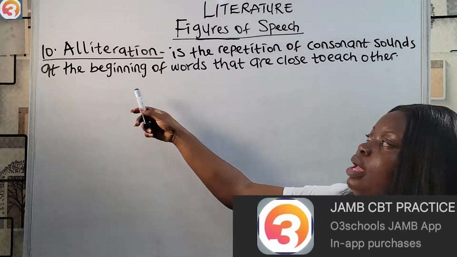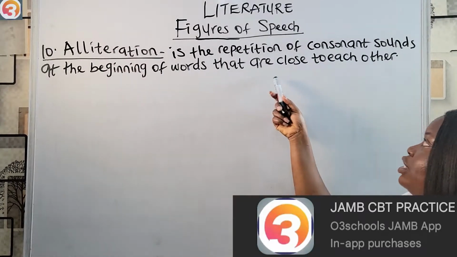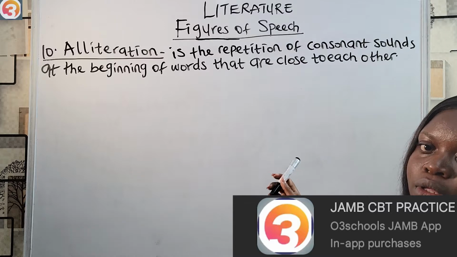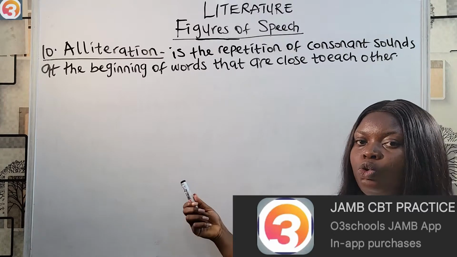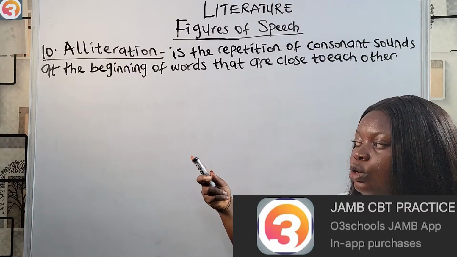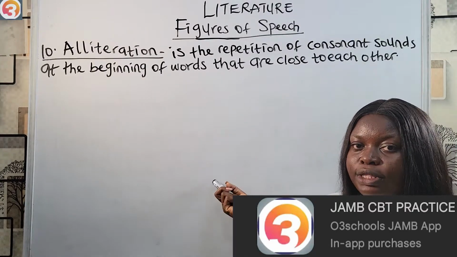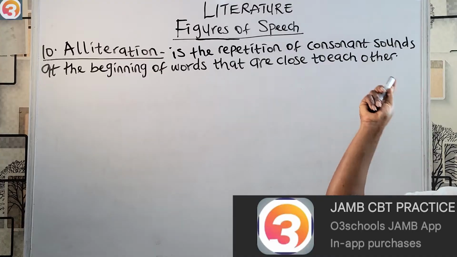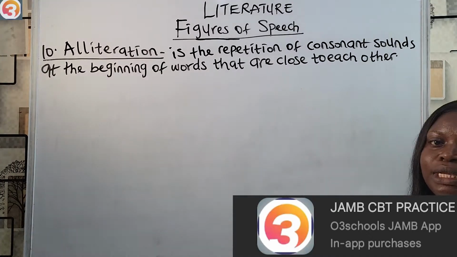Two things. It should be at the beginning of the word, and the words should be close to each other, either side by side or with a word or two words in between. Anything longer, alliteration is no more effective. And take note, we are dealing with consonant sounds. It doesn't have to be the letters.